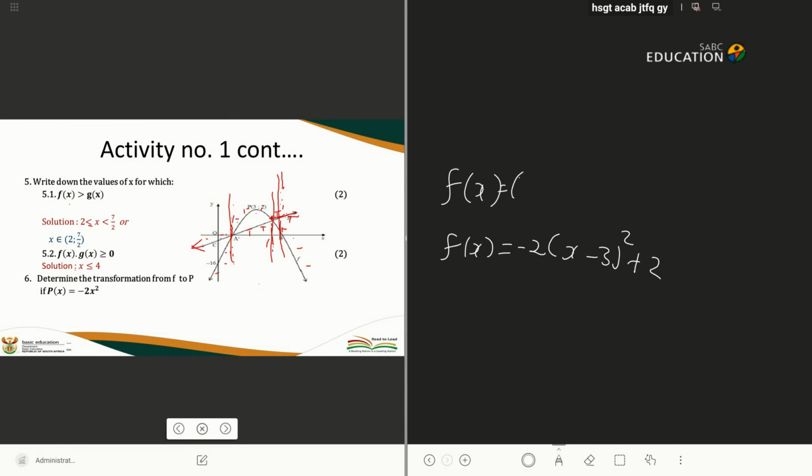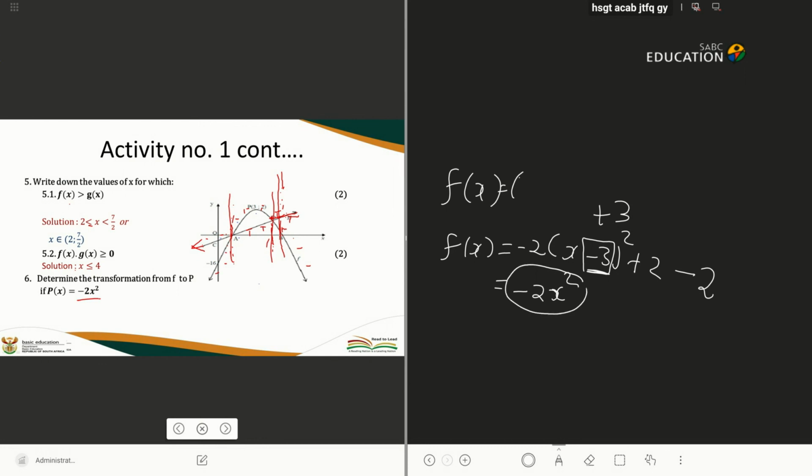So now we need to compare the two. For us to end up obtaining this function, what happened to the original? If you add positive 3 on our original function and subtract negative 2, we can get negative 2x squared, because negative 3 plus 3 is 0. So x minus 0 is just going to be x, then all squared is 2x squared.